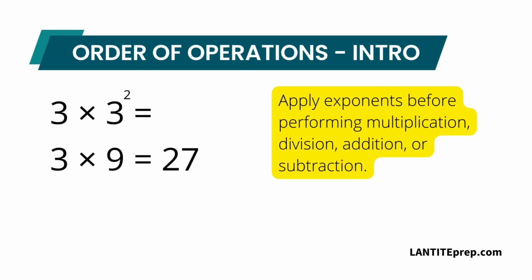The order of operations also tells us to apply exponents before performing multiplication, division, addition, or subtraction. Where in 3 times 3 squared, we square the 3 first, and then multiply that by 3 to give us a final result of 27.